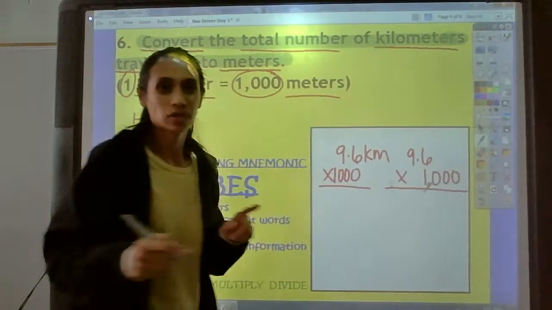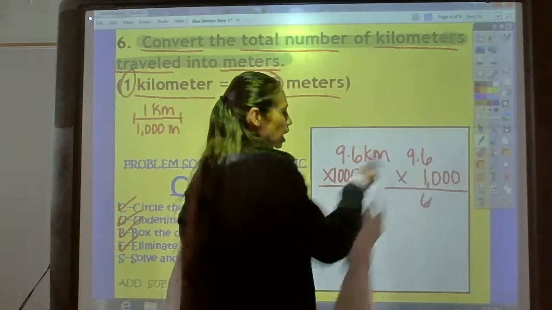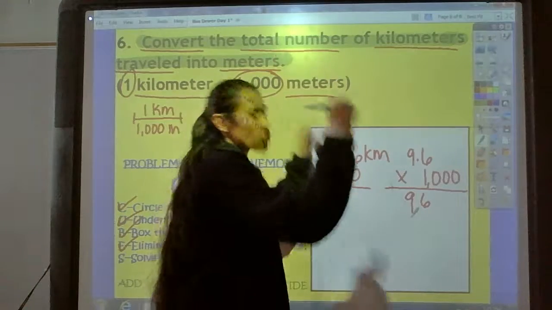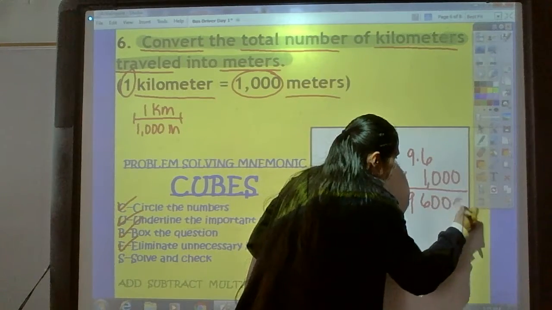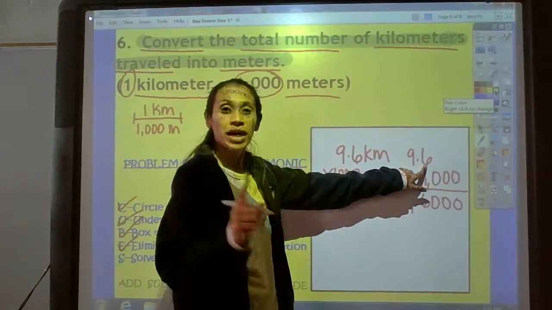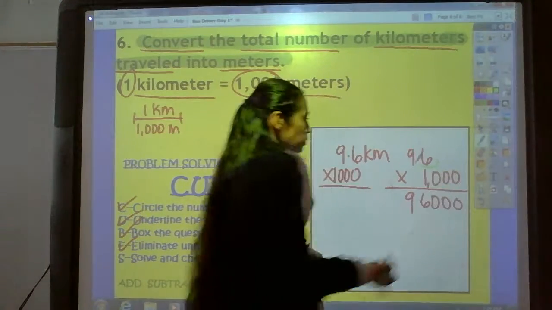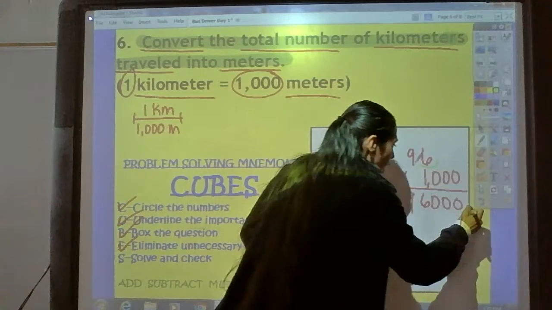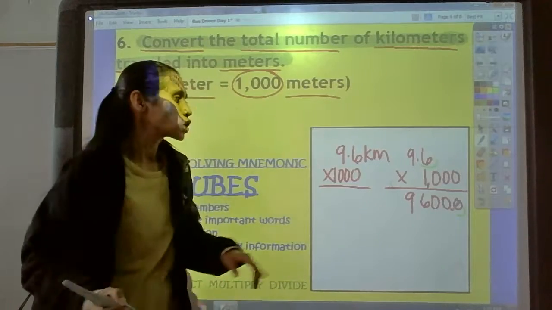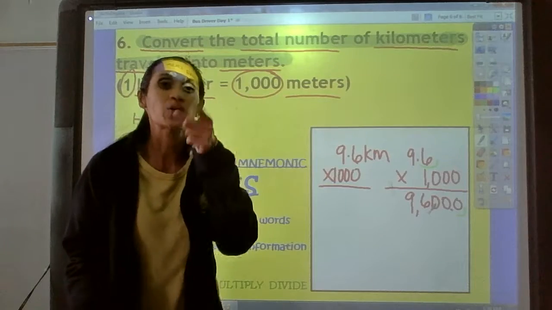And remember, the zeros hang out. So 1 times 6 is 6. 1 times 9 is 9, and then the zeros drop to the ground: 0, 0, 0. And don't forget, there's our decimal. When we multiply decimals, we count it over in the answer, and it goes right there. So it's 9,600.